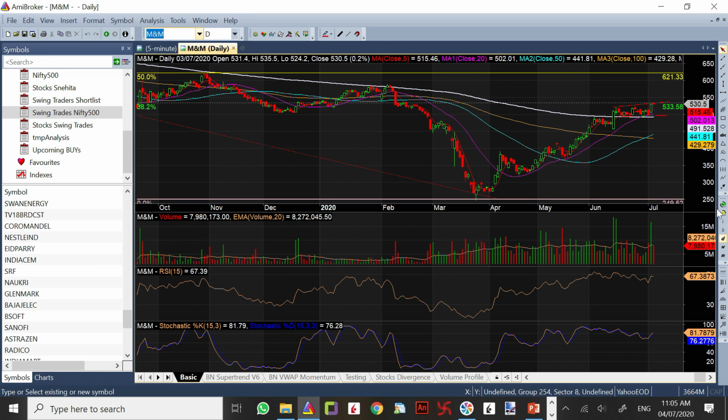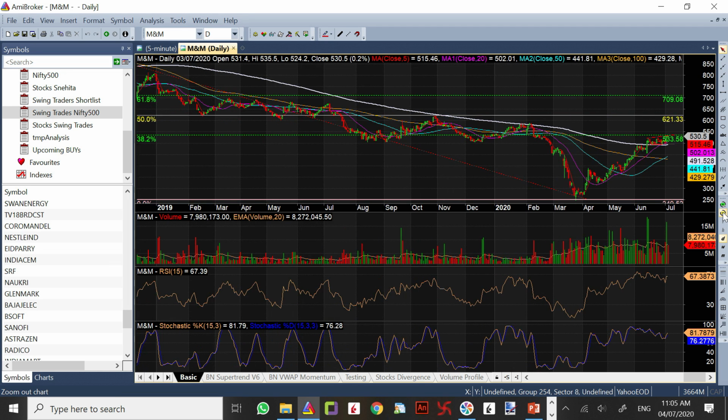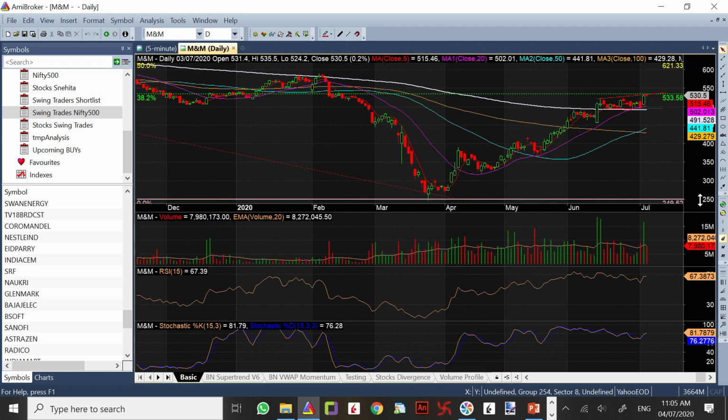M&M, see the behavior. Clearly you see that it was taking resistance from the 200 DMA line, my gray line, during the Corona dip, and then it's rising up. Now it has crossed the 200 DMA recently, on 12th June, again with huge volume in these 2 days, right?